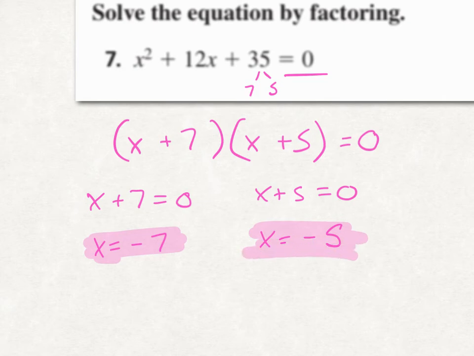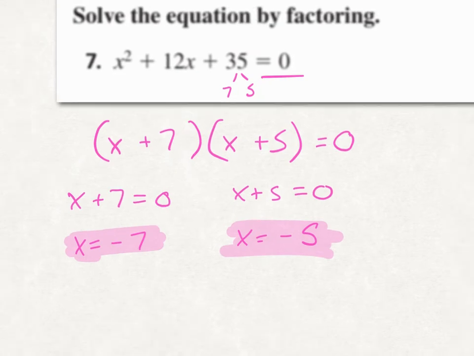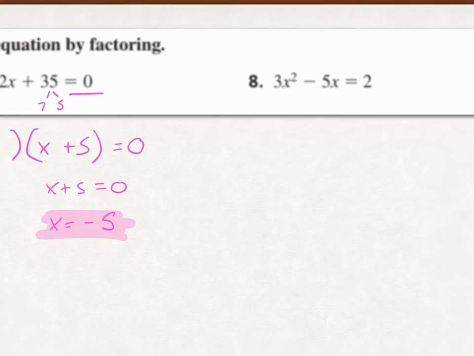Any questions here? All right, let's look at number 8. What do we have to do first here? Move the 2 to the other side so it's equal to 0. Perfect. We need it to be equal to 0, so we're going to subtract 2 on both sides.